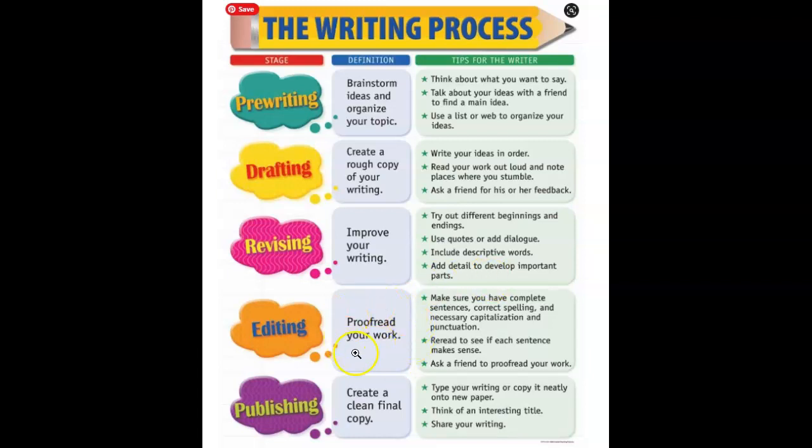And editing is proofreading. This is when you're not even really reading so much sentence by sentence. You're looking more for spelling errors and capitalization errors and punctuation errors. Those things should be fixed first, and you could have an adult help you with that. Or if you've typed it, word processors often help you with that too. And then you want to reread and see, do your sentences make sense?